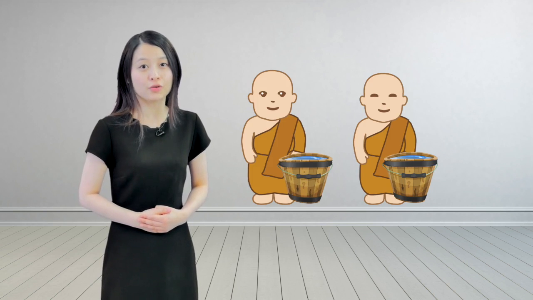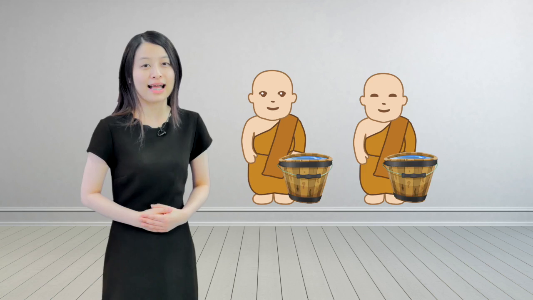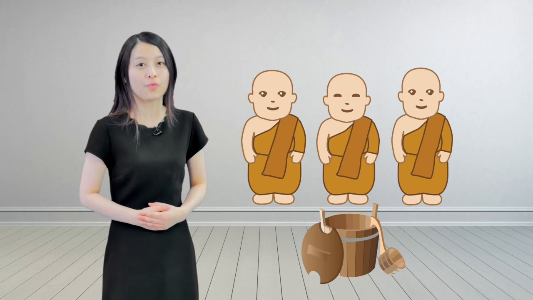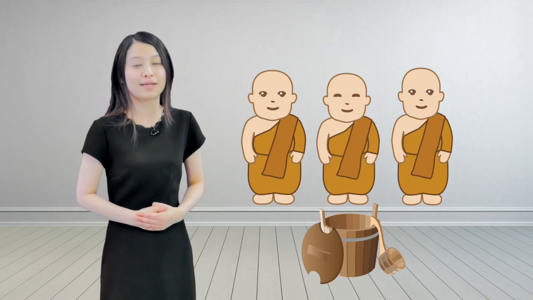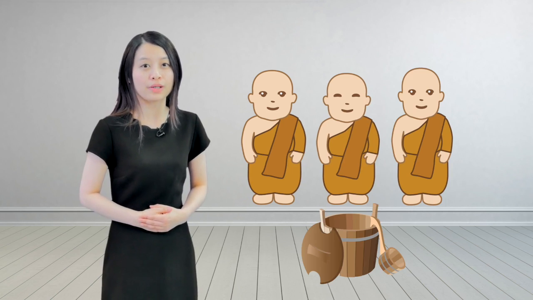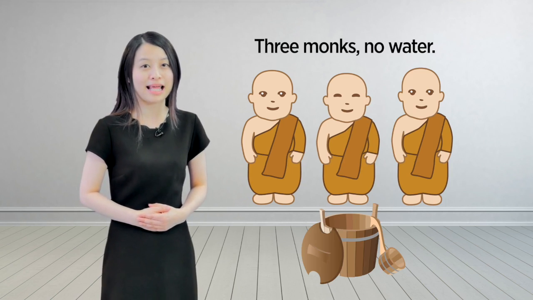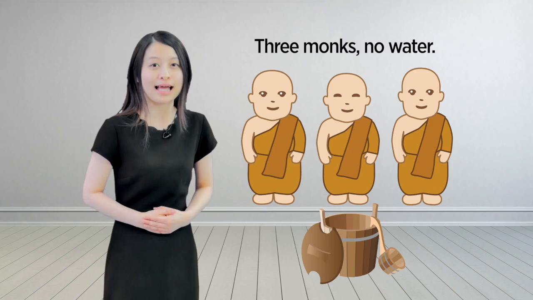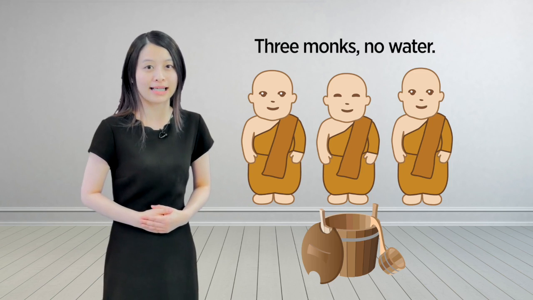There is one ancient Chinese proverb: one monk will shoulder 2 buckets of water, 2 monks will share the work, but add a third and no one will want to fetch water. In simple words, this is called the story of 3 monks, no water. This may not be a true story, but it points out at least 2 things.